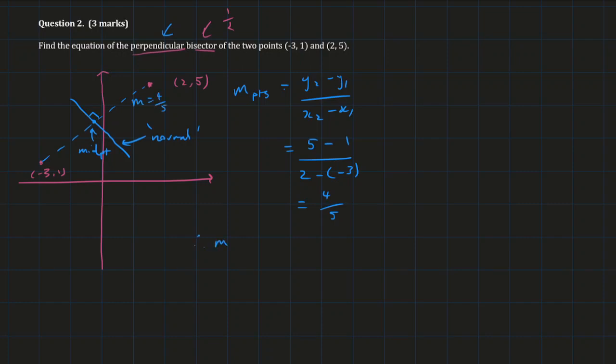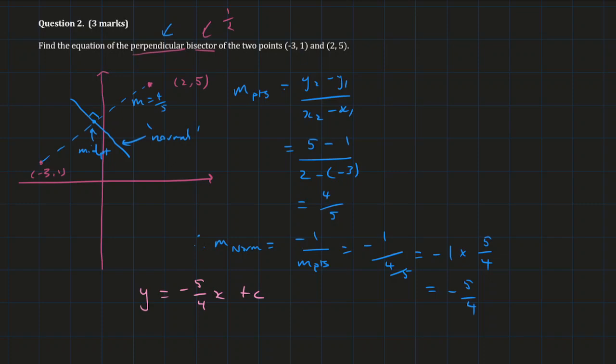Therefore, the normal gradient is equal to negative 1 over that gradient. So it'll be negative 1 divided by 4/5. So whenever we divide by a fraction, we flip the fraction and we multiply it. So it's negative 1 multiplied by 5 over 4. This is just negative 5 over 4. So right now, we know that the gradient is negative 5 over 4. So we can say that the equation of the line is y equals negative 5 over 4 x plus c.